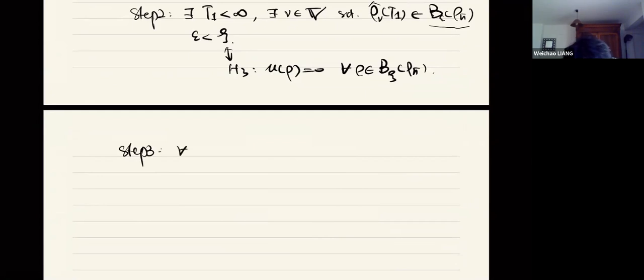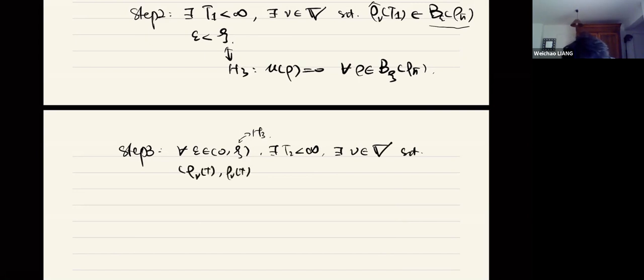Step 3 wants to show that for any epsilon between 0 and xi corresponding to H3, there exists a positive time T2, and also there exists a control input such that rho at T, and rho v hat, enter the neighborhood of the target state, with T bounded by T2.